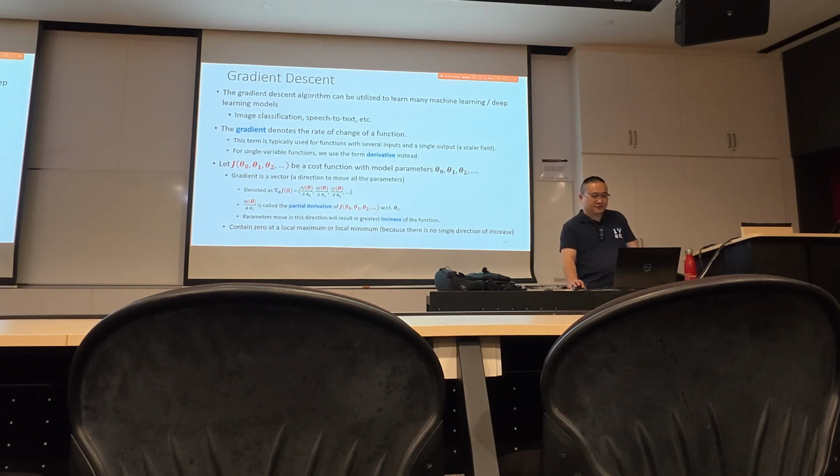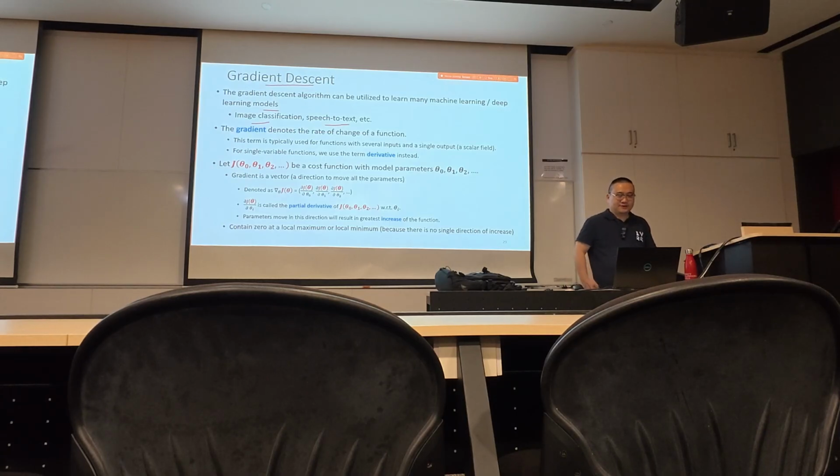This algorithm can be used to learn many different machine learning and deep learning models, for example, image classification, speech to text, etc. Even ChatGPT is trained using the gradient descent algorithm. So this is the gold standard nowadays for training deep learning models.